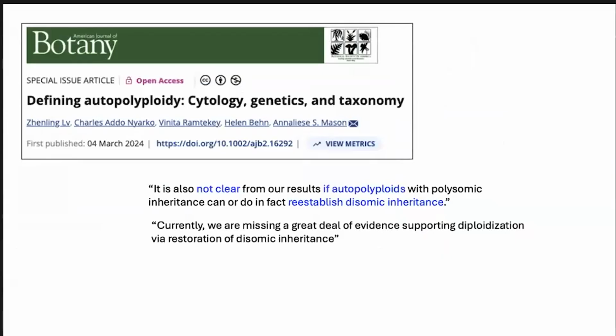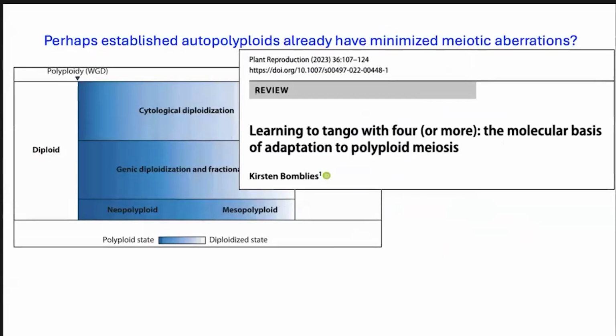Now, Annalise looked at that as well. It's not clear from their results whether autopolyploids with polysomic inheritance can or do, in fact, establish disomic inheritance, and we're missing a good deal of data. We need more information on that. It's a more complicated situation because established autopolyploids may already have preferentially done something, or the genotypes that have actually come together to produce successful autopolyploids may already have compromised genes for recombination that prevent some of the pairing from occurring among different homologous chromosomes.